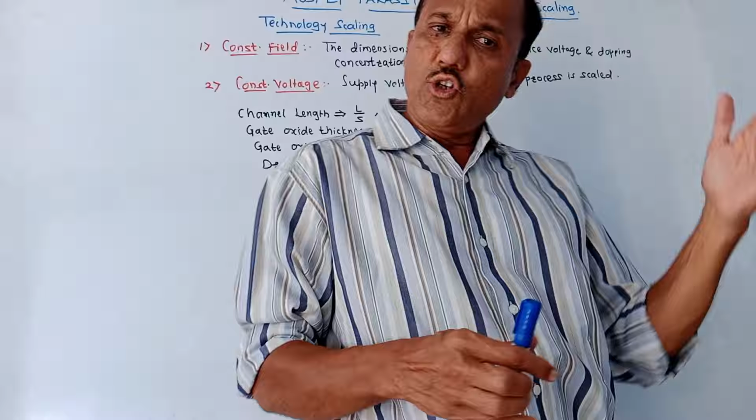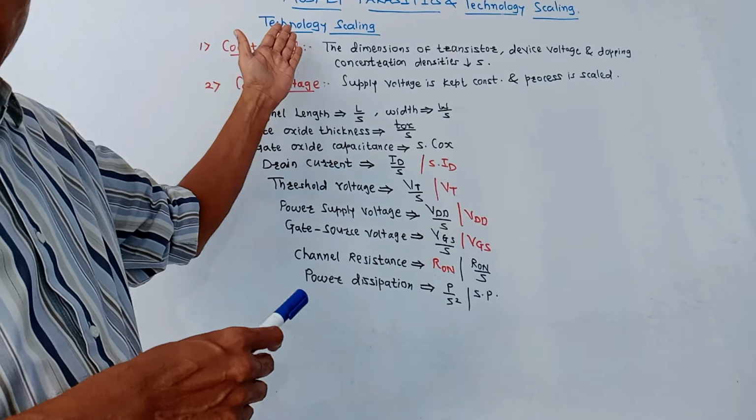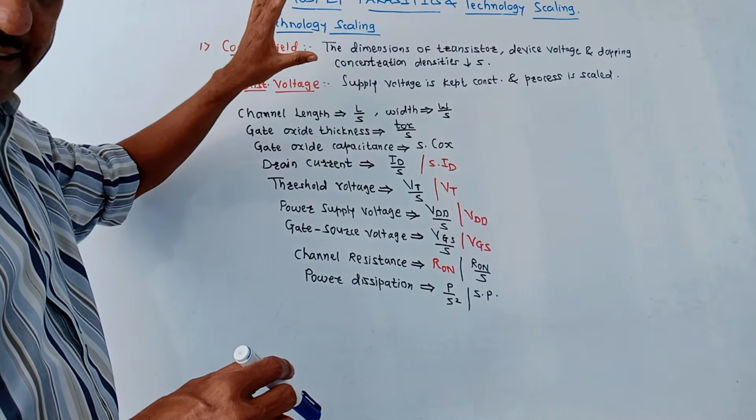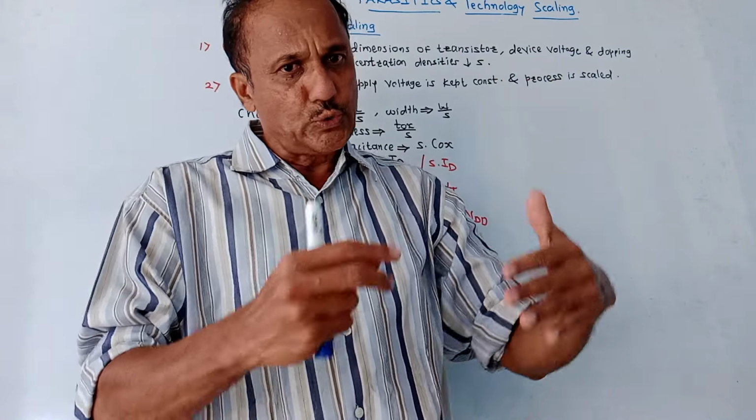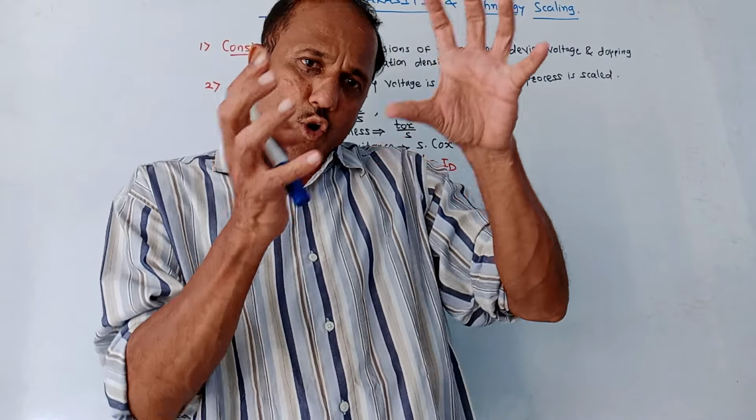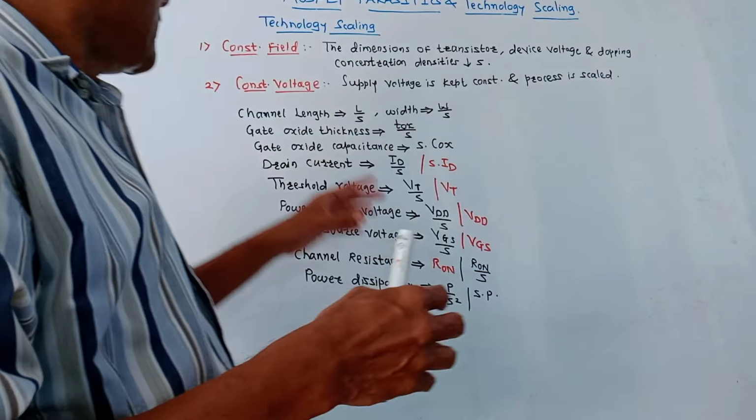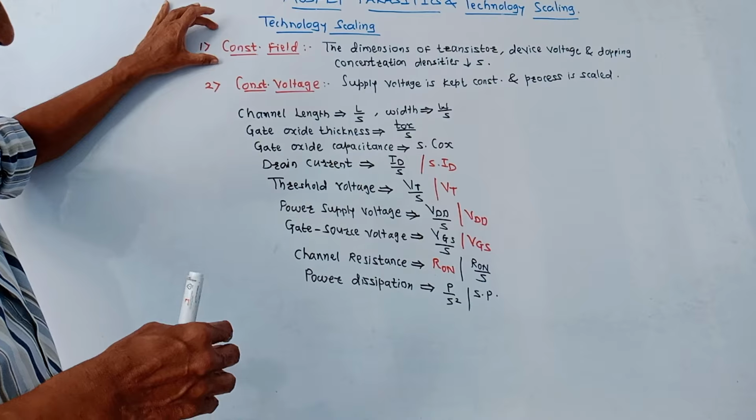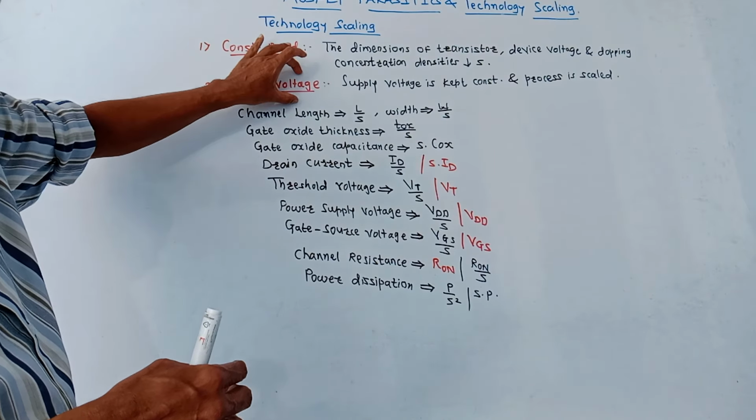The next part is technology scaling. From the exam point of view, you may expect a short note or explanation of these technology scaling methods. As the name indicates, scaling means we are supposed to reduce the dimensions of the device so that we can accommodate the maximum number of devices in an integrated circuit. There are two types of scaling technologies. First is constant field scaling. Second is constant voltage scaling.